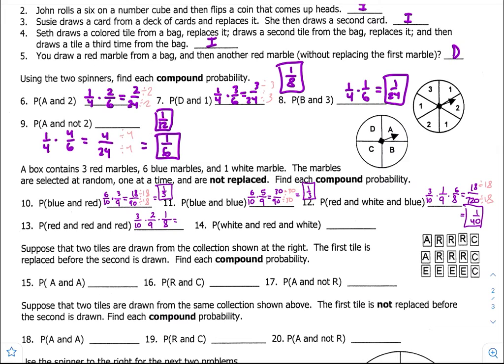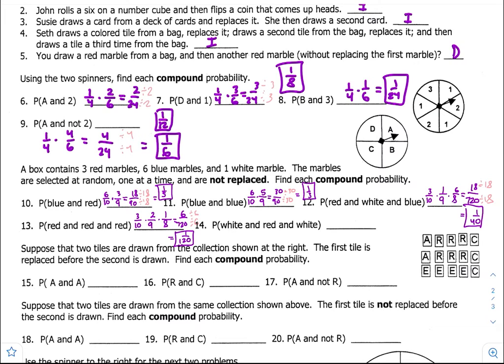So you guys are going to get 3 times 2 times 1, which is 6, over 10 times 9 times 8, which is 720. And to simplify this, you guys divide top and bottom by 6. So you guys should get 1 out of 120 chance of getting a red, red, and a red.